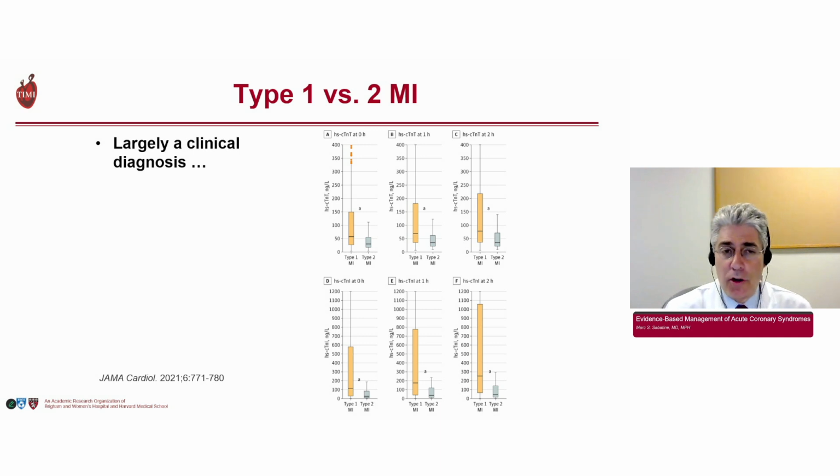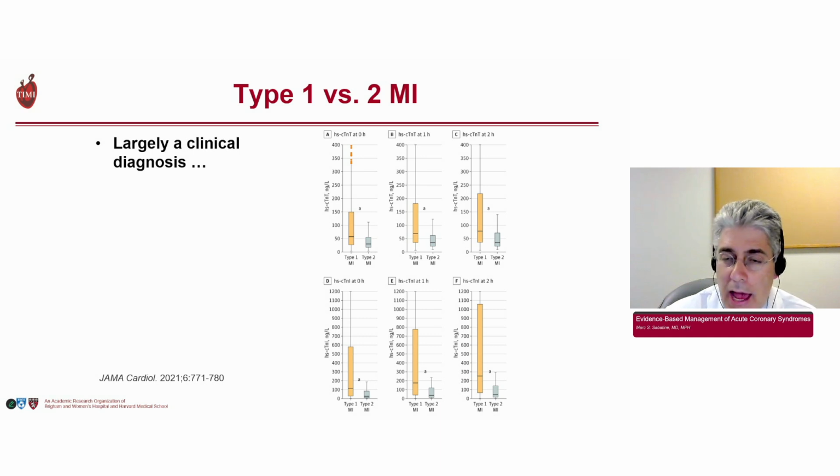What about the biomarker levels? This is a paper that was published in JAMA Cardiology a few years ago. And really the same message in all 6 graphs here. The top panel is troponin T, the bottom panel is troponin I, and then in each of the rows, it's the troponin at presentation, 1 hour, and 2 hours later. The gold are the patients with the type 1 MI, and the gray-blue in patients with type 2 MI. And so the type 1 MIs tend to have higher troponin levels, but there's still a fair bit of overlap.